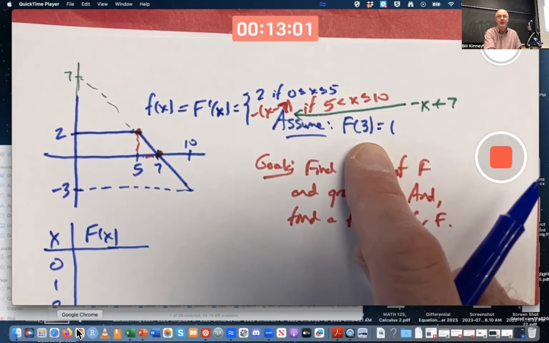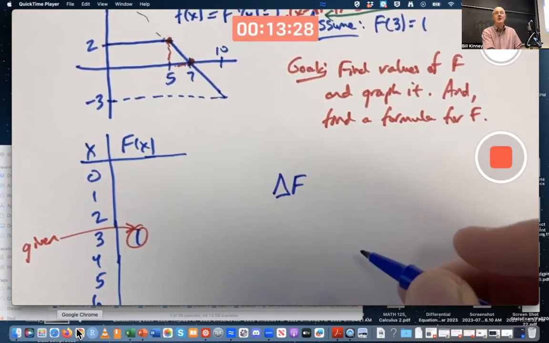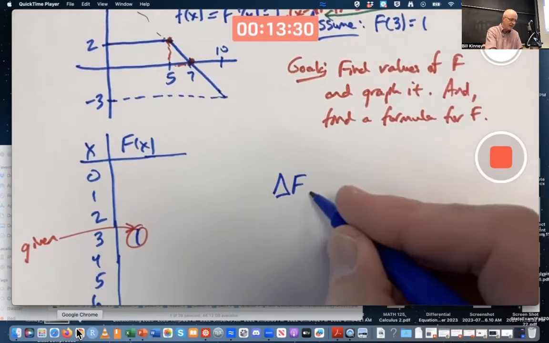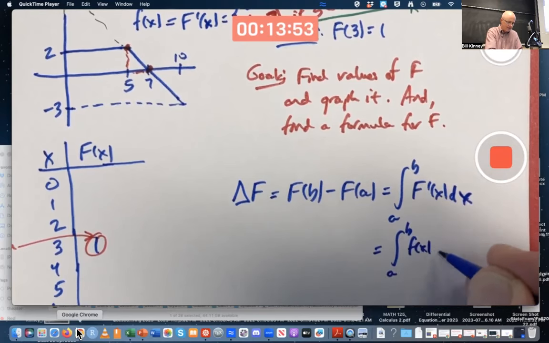How do I find the other values? What's F of 4, for example? Capital F of 4. Use the FTC and think of it in this way. The change in capital F over any interval that I want, from A to B, by definition, is capital F of B minus capital F of A. You find the total change in the function over the interval from A to B by integrating its rate of change, its derivative. And that derivative is what I'm calling little f. It is the graph that's above.